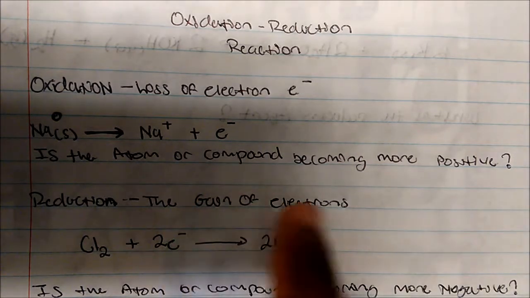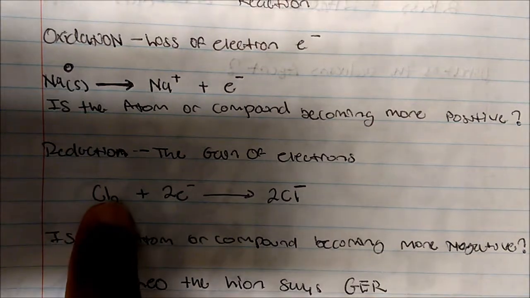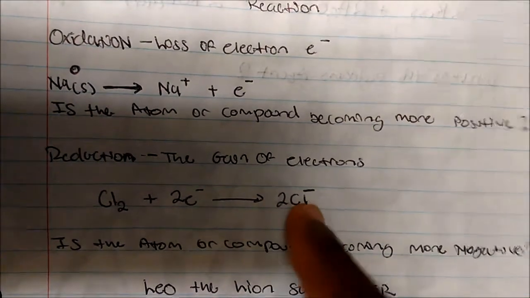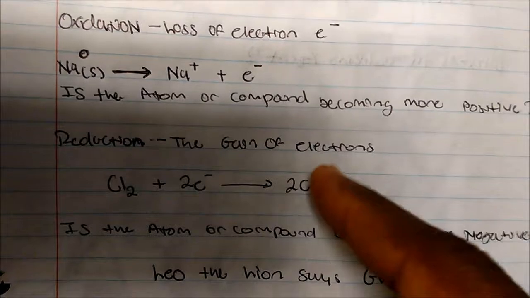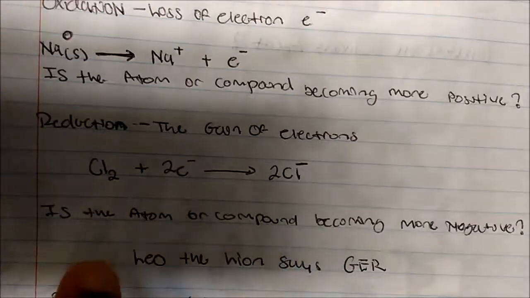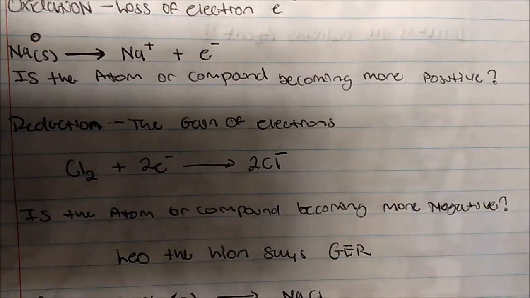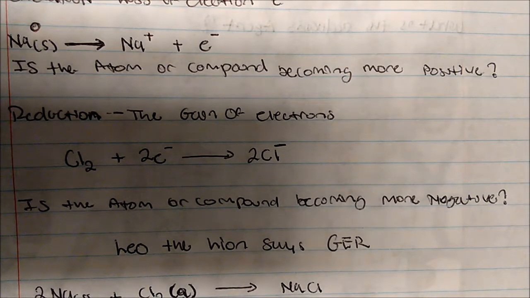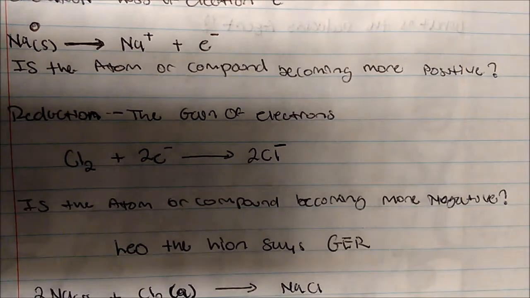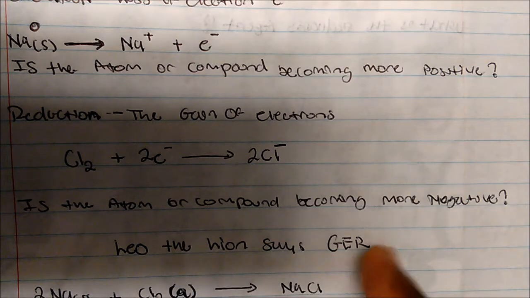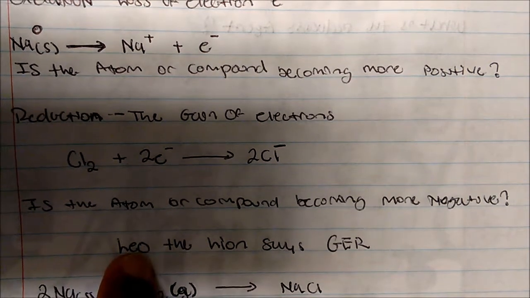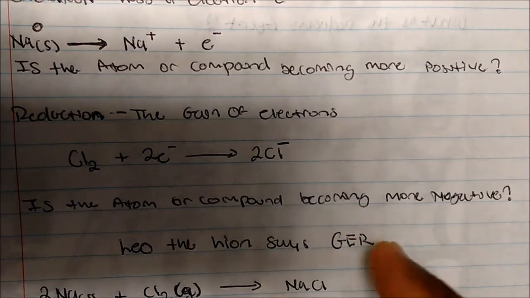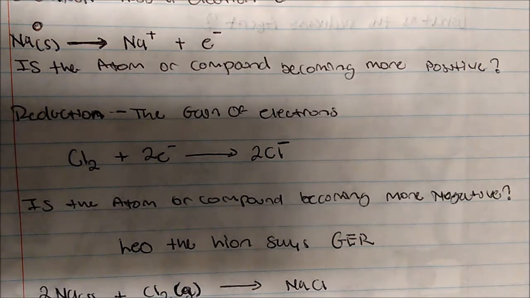Okay, and that's what we define as oxidation. When we talk about reduction, we talk about the gain of electrons. So if I take chlorine gas and add 2 electrons, I'll get 2 Cl-. And notice that my atom is becoming more negative. So the question to ask yourself is: is the atom becoming more negative? And that's what constitutes reduction. There's a funny little saying that might help you remember: LEO the lion says GER, meaning loss of electrons is oxidation, gain of electrons is reduction. Very important. So let's take a look at an example.